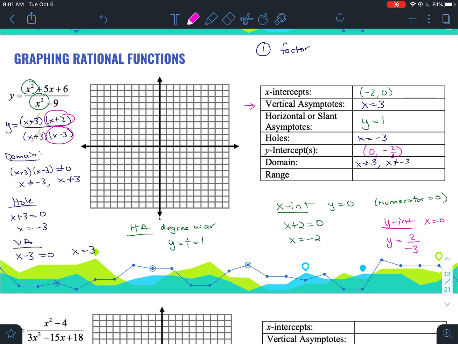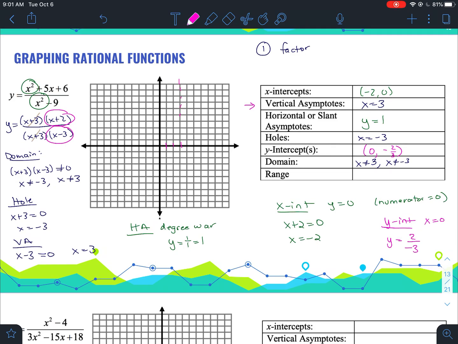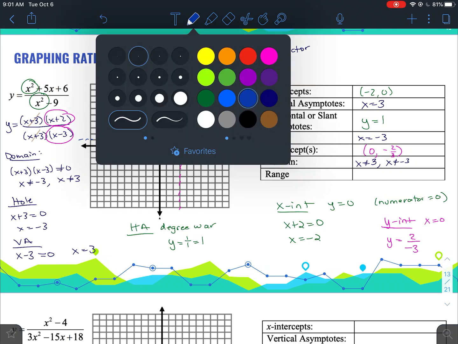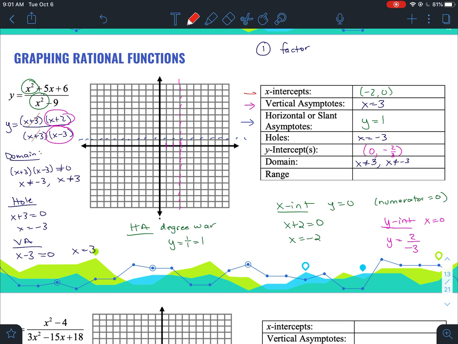So let's go ahead and graph our asymptotes first. I have a vertical asymptote at x is equal to 3. So at x equals 3, I'm going to make a vertical asymptote. I have a horizontal asymptote at y equals 1. So at 1, I'm going to make a horizontal asymptote. Now I'm going to do any of my points. Well, I know that I have an x-intercept at negative 2, 0. So I know it's going to cross the x-axis right there. And then I have a y-intercept at 0, negative 2/3. So I know it's going to cross the y-axis right there.